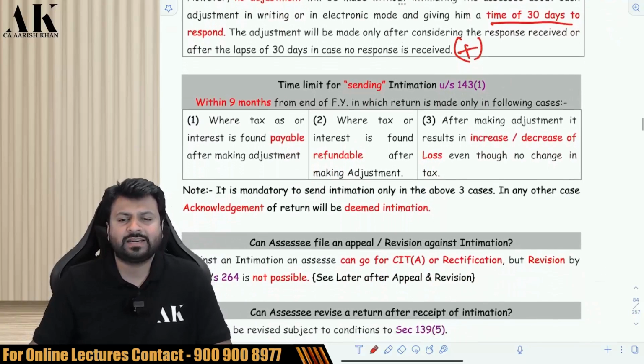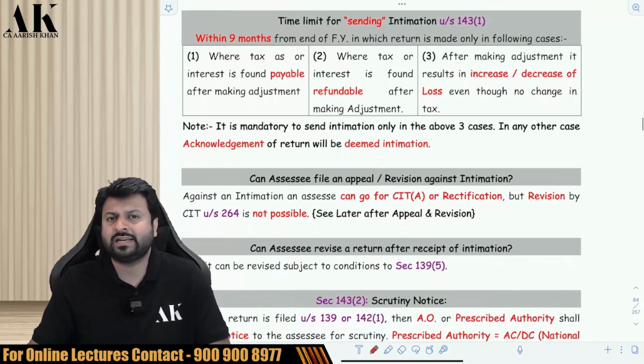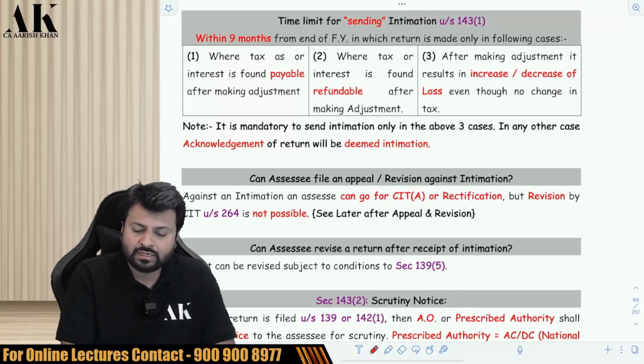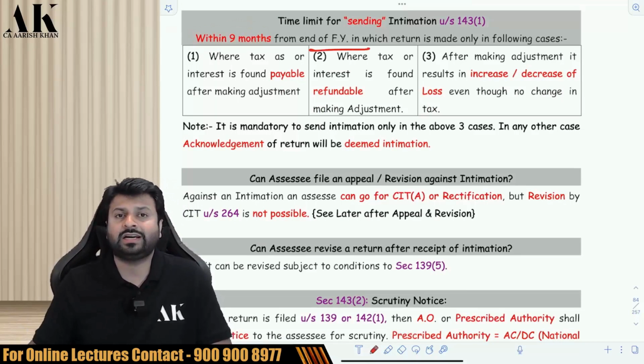Sir, will the department send intimation to every person, and by which date will they send it? So first I will tell you the time limit. They will send it within 9 months from the end of the financial year in which the return is filed.